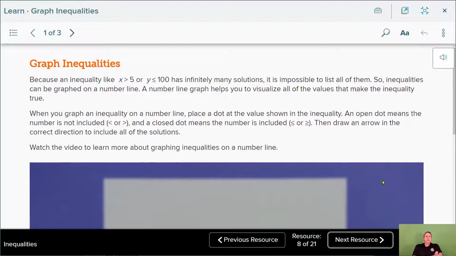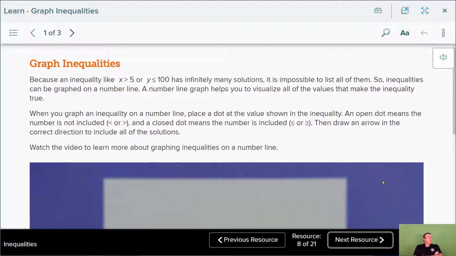Because an inequality like x is greater than 5 or y is less than 100 has infinitely many solutions, it is impossible to list them all. So inequalities can be graphed on a number line, and the number line helps you to visualize the values that make the inequality true. In other words, what numbers will work in that inequality that will make it a correct answer.